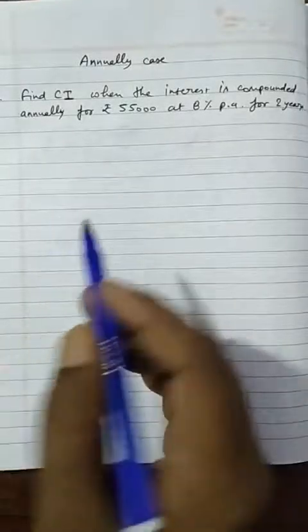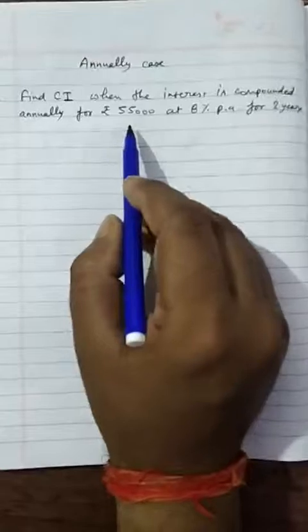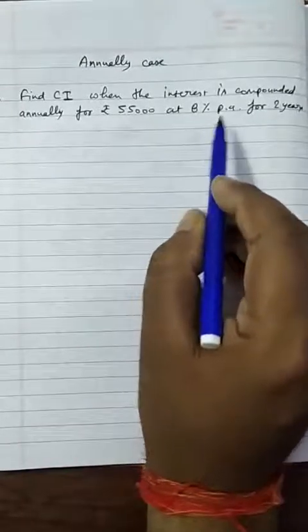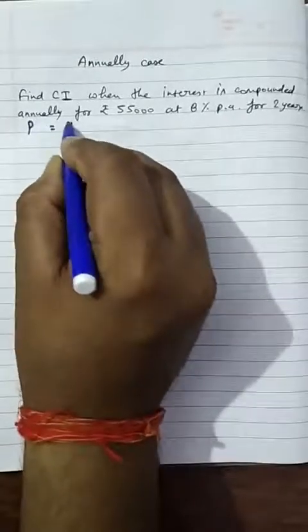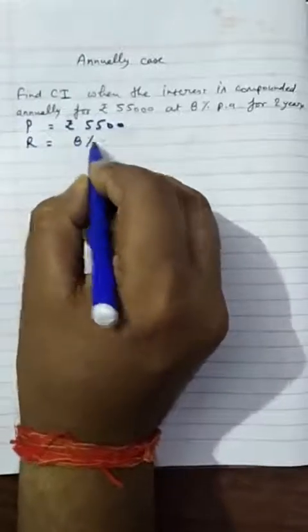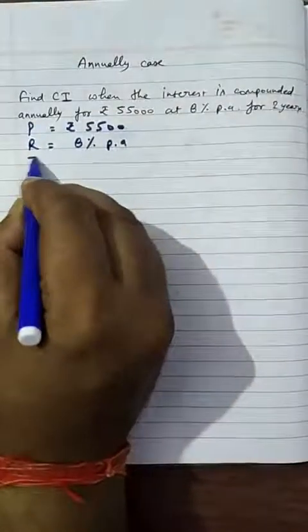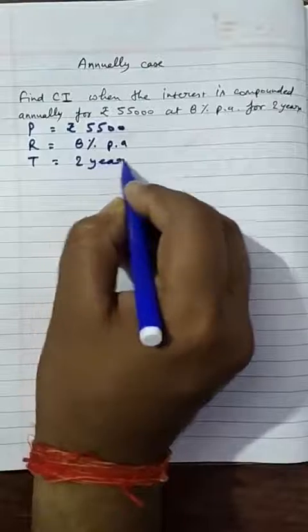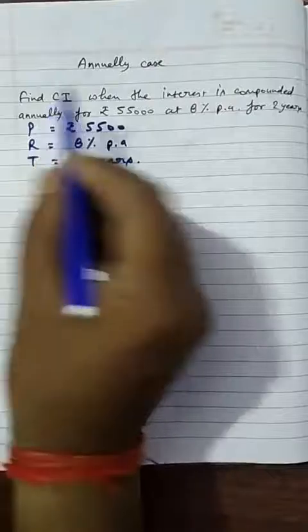So let us solve a question for annually case. This is the most common case. Find compound interest when the interest is compounded annually for rupees 55,000 at 8% per annum for 2 years. So the principal is given 55,000, rate is given 8% per annum, and the time is given 2 years.